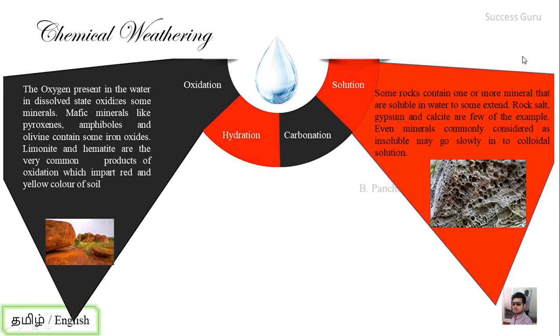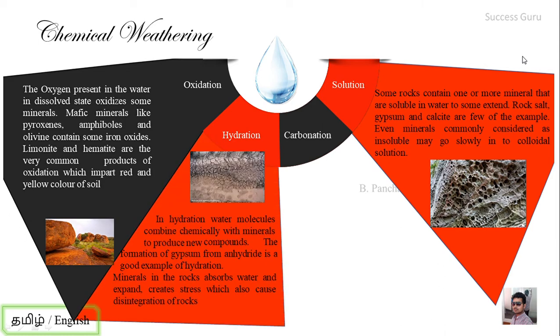The next one is oxidation, in which the oxygen dissolved in the water oxidizes some minerals. For example, mafic minerals like pyroxene, amphibole and olivine contain iron, which gets oxidized by this oxygenated water and results in limonite and hematite. These are very common products of oxidation, and they give the red and yellow color in the soil. So whenever you see a soil or rock with red color like laterite, it clearly shows oxidation is taking place in this region.